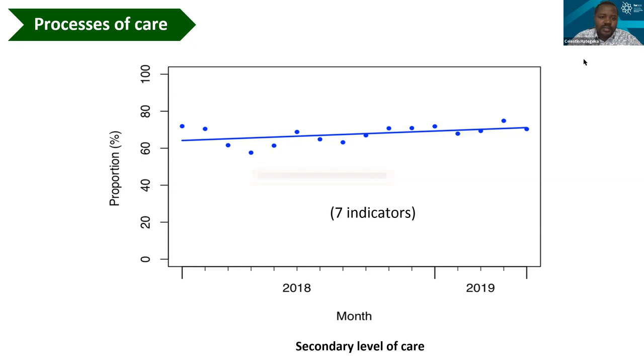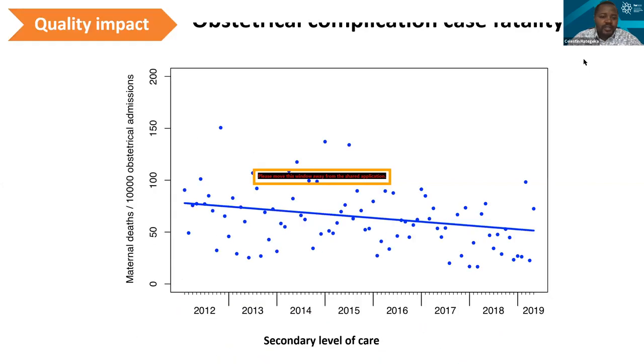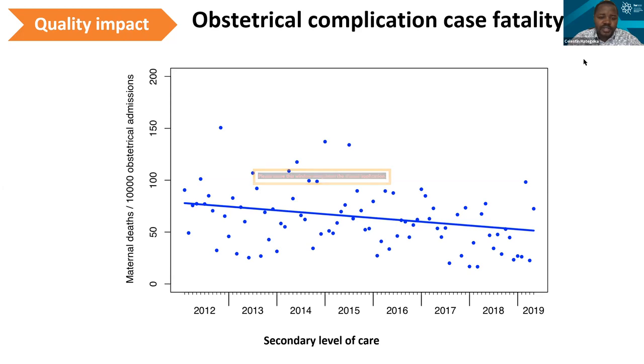And we found that baseline quality of care was just over 60%, and its trend increased significantly during the study period. Next slide, please. So for quality impact, we looked specifically at maternal health outcomes, specifically looking at obstetrical complication case fatality as an example here.